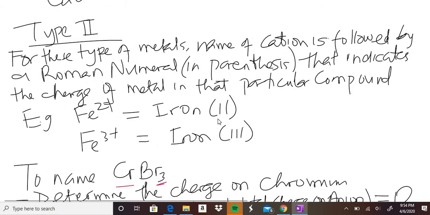For the type 2 metals or cations, the name of the cation is followed by a Roman numeral in parentheses. That parenthesis indicates the charge of the metal in that particular compound. For example, Fe2+ is written as iron(II). Remember, the Roman numeral is in parentheses. Then Fe3+ is written as iron(III).